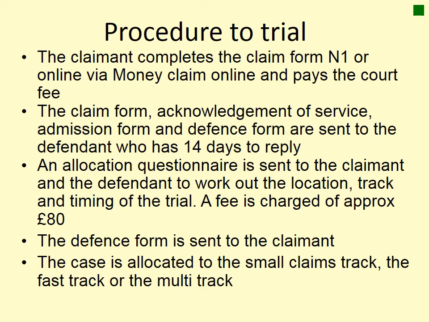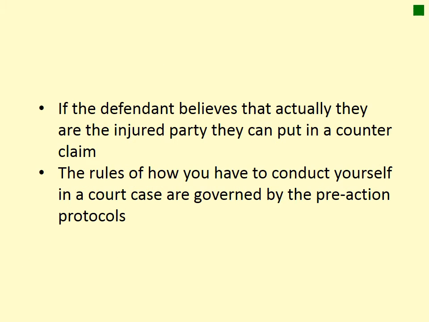An allocation questionnaire is then sent out to the claimant and the defendant to work out the location, track and timing of the trial, and a fee of around £80 is then charged to the claimant. The defence form is then sent to the claimant, and once all of this documentation has come back, the court can then allocate the matter to either the small claims track, the fast track or the multi-track.